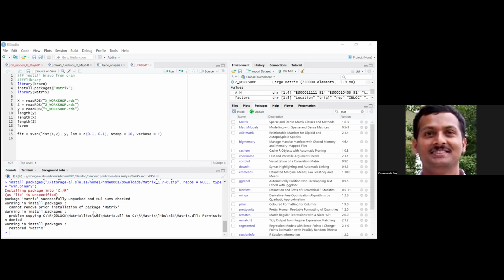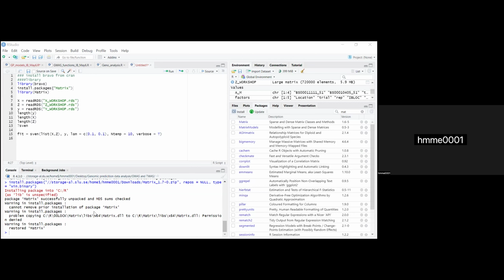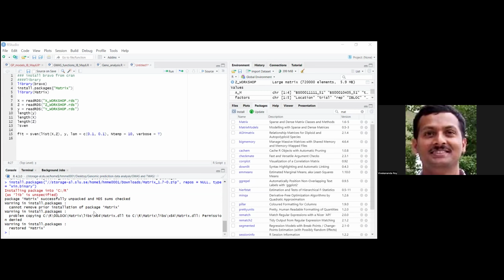Or I don't know whether if you just use base R, like the R terminal instead of RStudio, maybe that will help. But one way to make sure is to just go there and delete it manually. Yes, I will delete it. I will uninstall it.